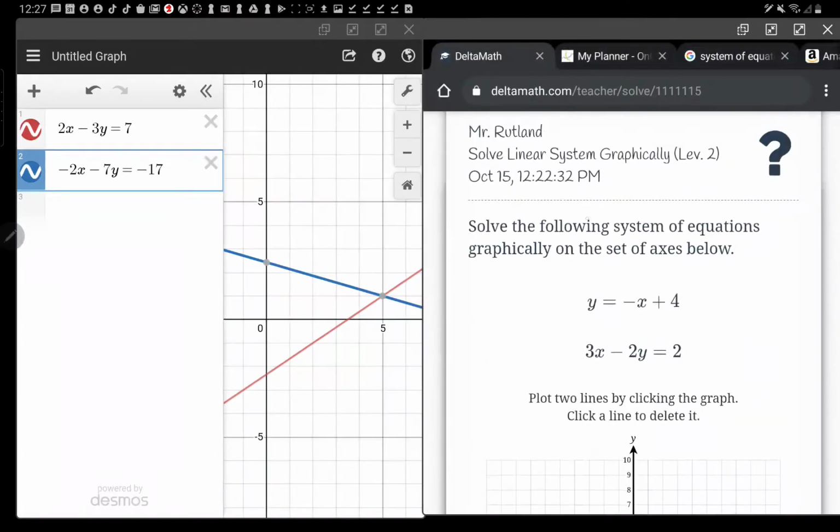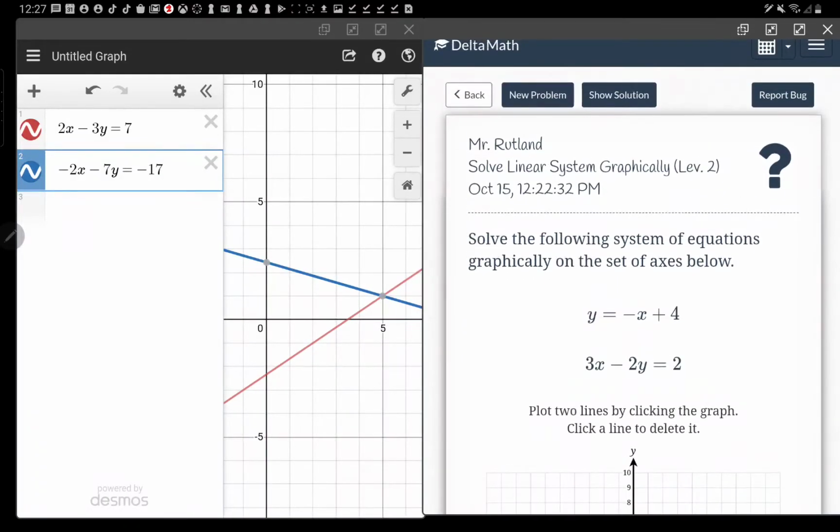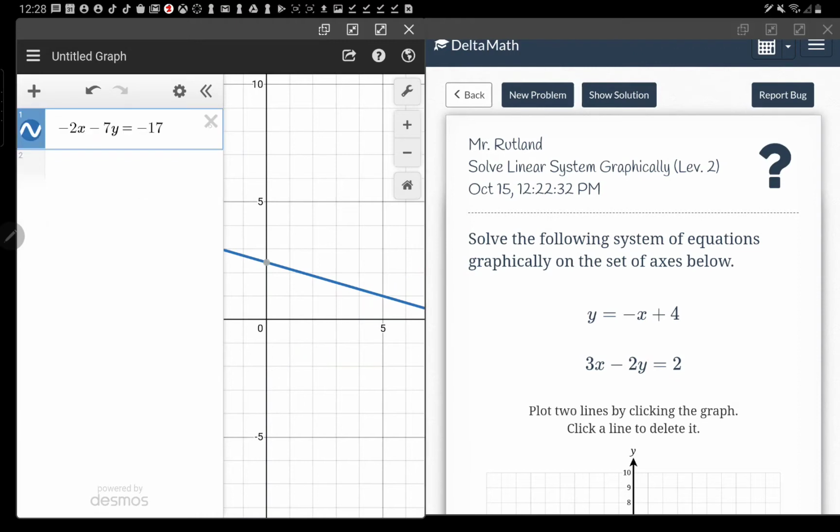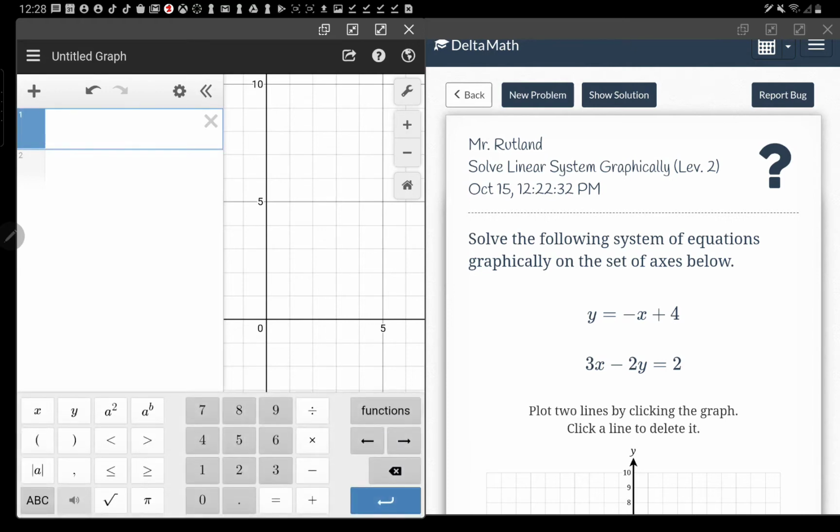All right, so here's my problem, and this is from the second set, the set 2. We have y equals negative x plus 4, 3x minus 2y is equal to 2. So in Desmos, this is what the screen will look like when you start it. And I suggest to set it up so you can look at both of the apps at the same time. And in Desmos, we want to type in the equations exactly as we see them.